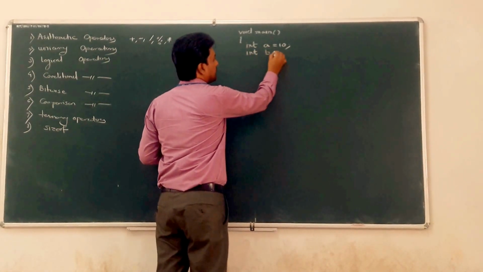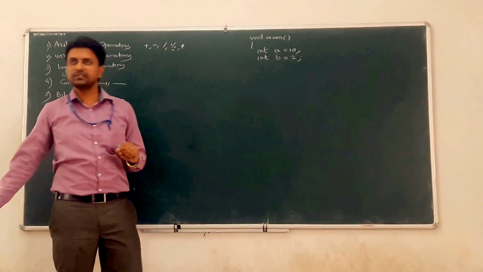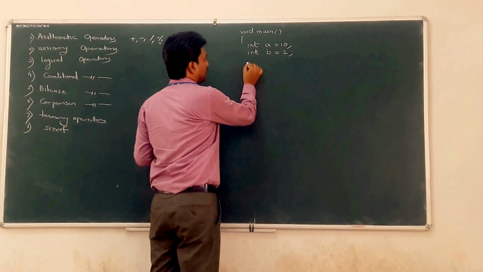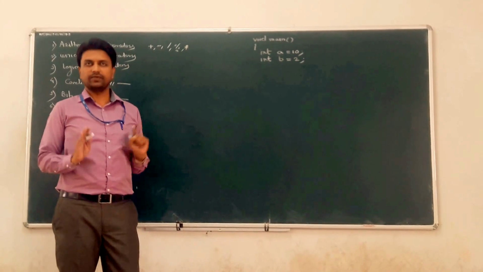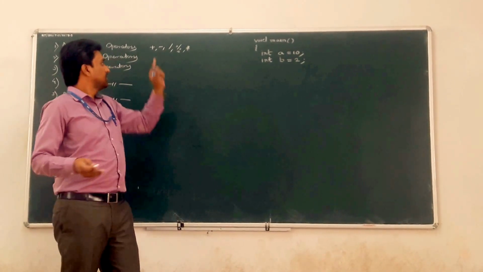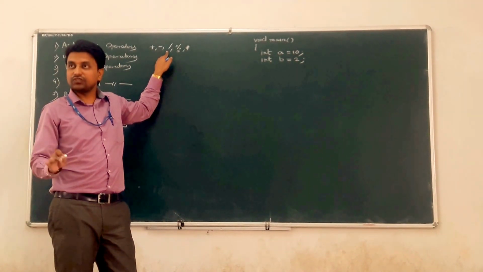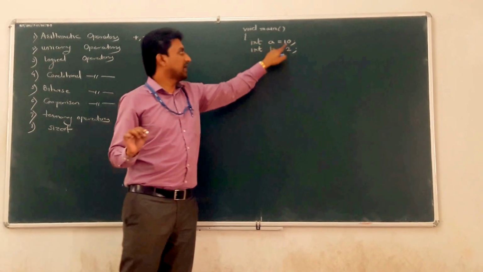Integer b is equal to, suppose, 2. These are two variables. Next one. What do we want? We want to divide and mod the two variables. So what does it return? The division operator returns the quotient. Quotient means भागाकार. Clear? 10 भागिले 2.